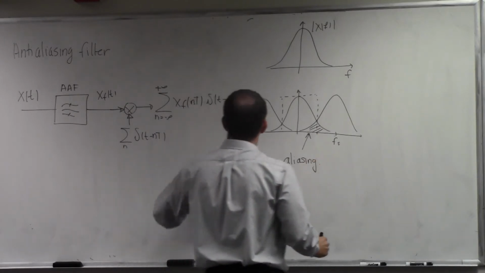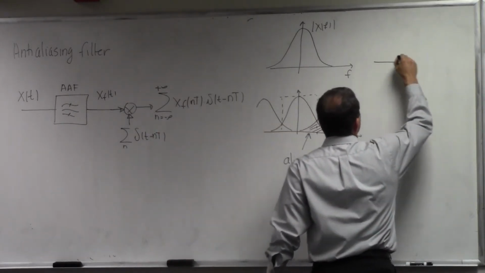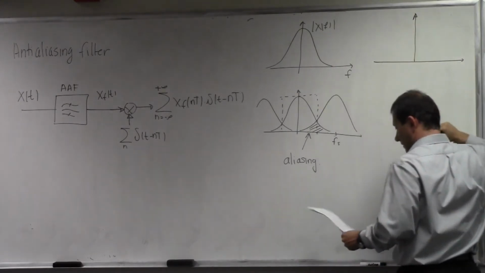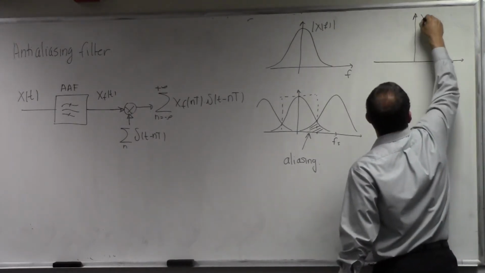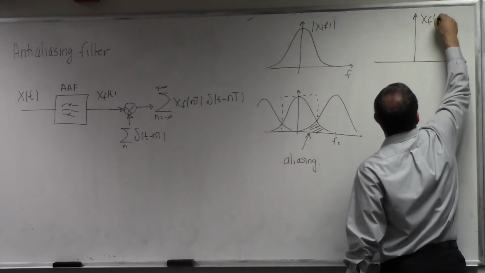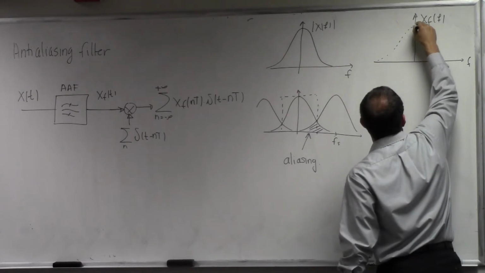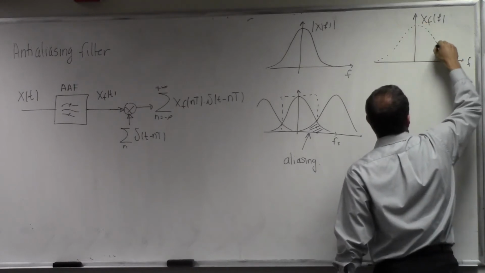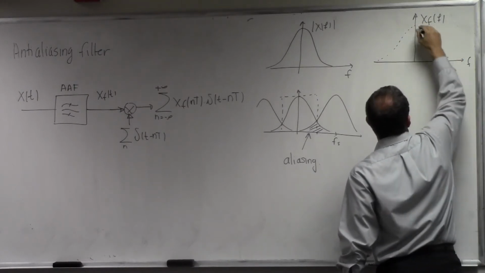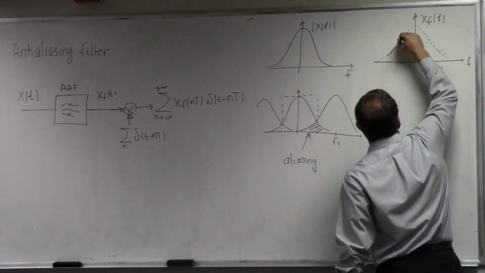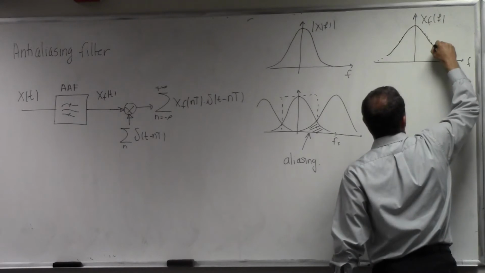Now, with this filter here, this is what happens in the frequency domain. We filter our signal, so this would be X filtered of F. And now this was the original spectrum of the signal, but now the filter cut off the high frequency components. So essentially, you have a signal that looks like this.